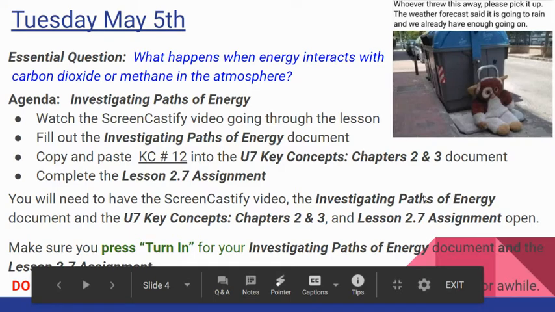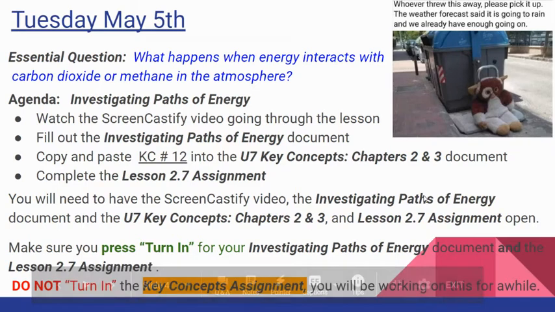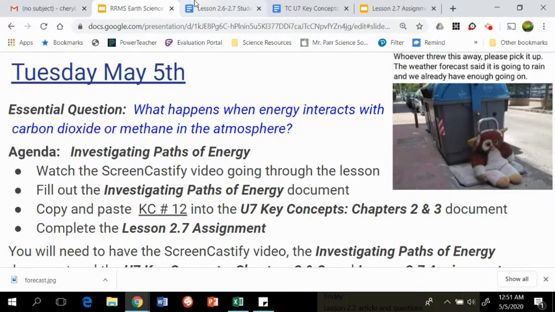Please make sure that you press turn in for your Investigating Paths of Energy document and Lesson 2.7 assignment. Do not press turn in the Key Concepts assignment. You will be working on this for a few more days. So, all right, let's go into the lesson.